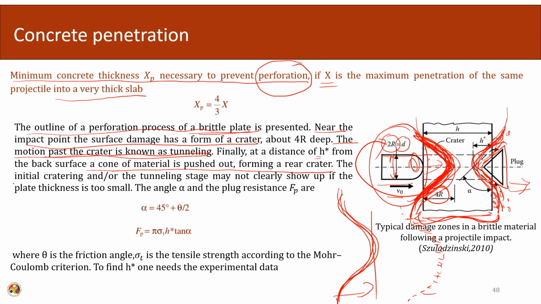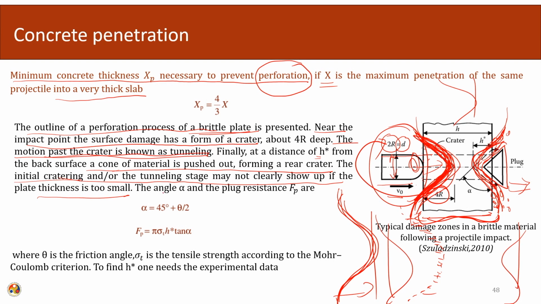The initial cratering or the tunneling stage may not be clearly shown if the plate thickness is too small. If the plate thickness is too small, then this will coincide with this much. So, we cannot make out the proper tunneling process. If the thickness is large, then these two phenomena will independently show up.